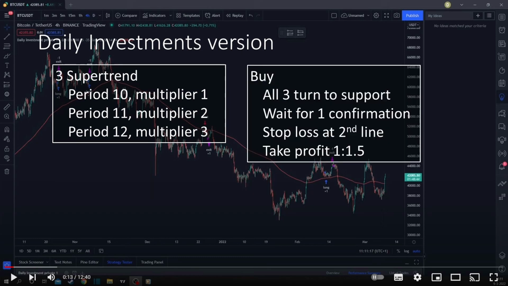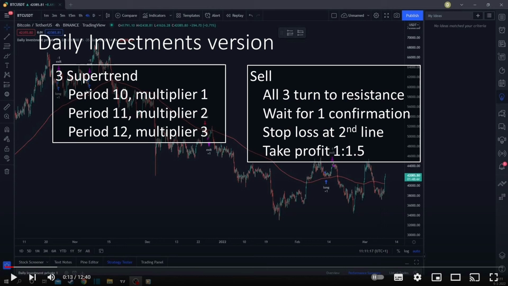The strategy itself is quite simple. We buy when all 3 of the Supertrend lines turn to support, so they're all below the price. We wait then for one candle to confirm, so that's one more candle without changing any of those Supertrend lines, and then set the stop loss at the second of the Supertrend lines with a take profit of 1 to 1.5. The sell strategy is just the opposite.